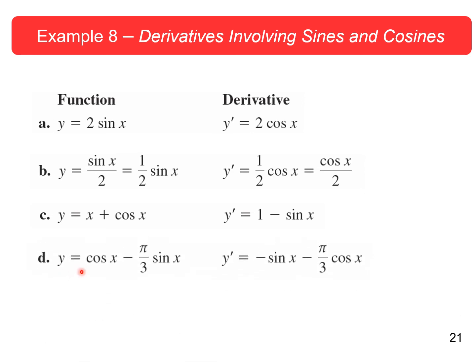Now we have y equal to cosine x minus pi over 3 sine x. To get the derivative of this function, y prime, the derivative of cosine x is negative sine x. Here you copy negative pi over 3 and then differentiate sine x, which is cosine x.